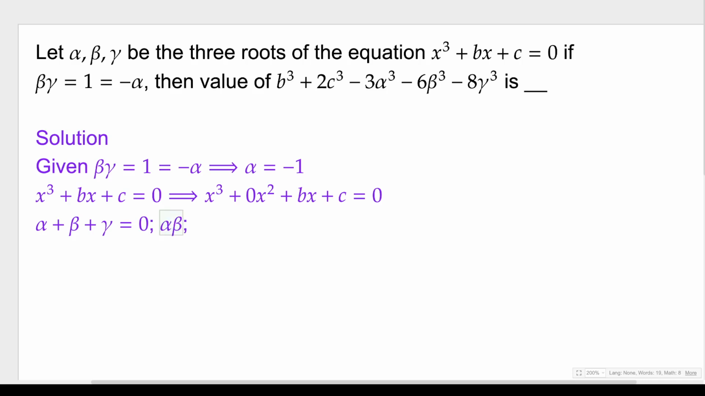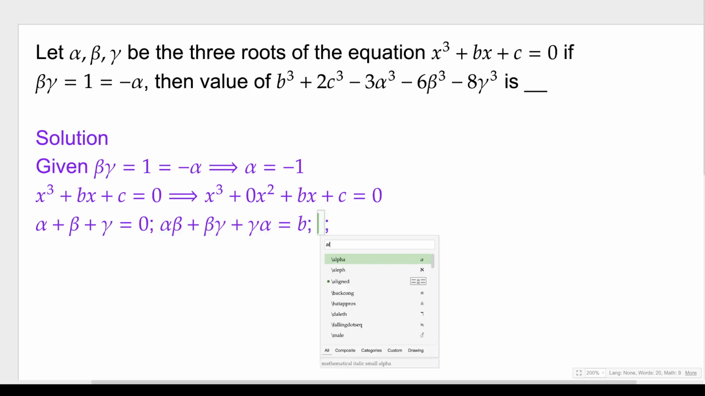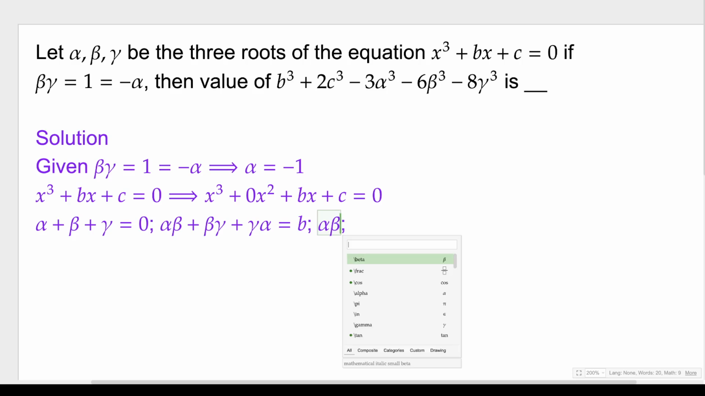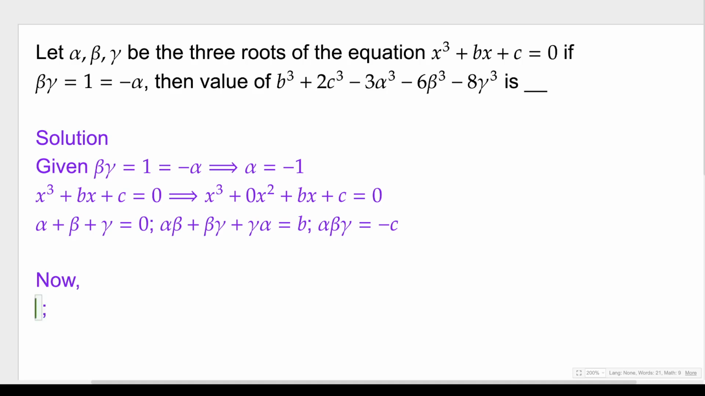So alpha times beta plus beta times gamma plus gamma times alpha, that is equal to b in this case, right, from the given equation. And the product of these roots, that is alpha times beta times gamma, that is equal to negative c, from the given equation. So now we can write, already we have established that alpha plus beta plus gamma is 0.